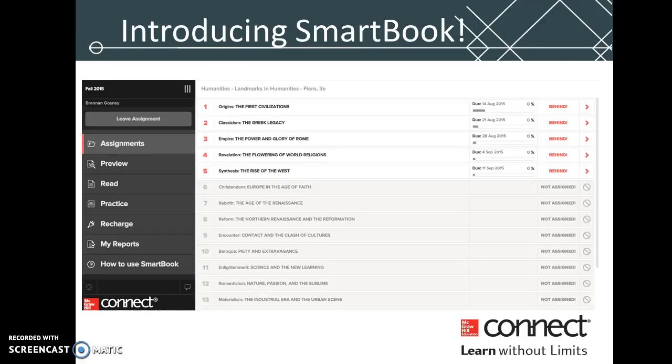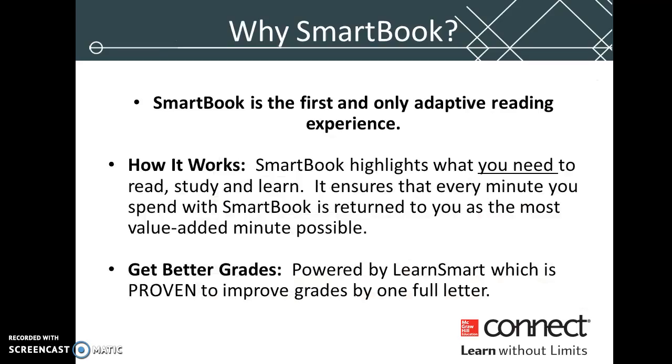SmartBook is a study tool designed by McGraw-Hill for student success. It makes use of technology. Many of you may have already experienced using programs like Netflix or Amazon, where adaptive is one of the buzzwords in the market today. SmartBook is going to highlight what you specifically need to read, what you need to study, and highlight what you need to learn, ensuring that every minute you invest in SmartBook is going to be returned to you as the most value added, or what we call the most high impact minute possible, and it's powered by LearnSmart.